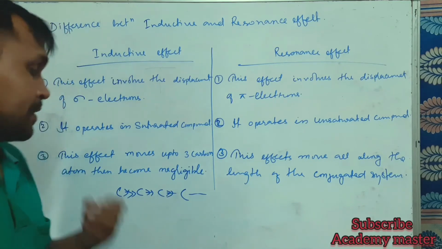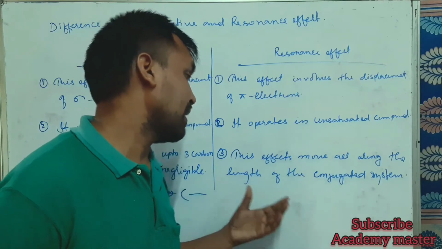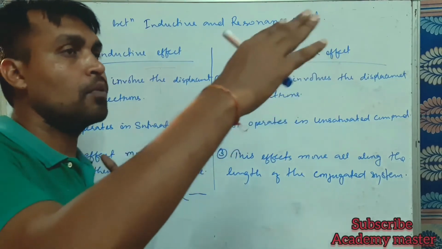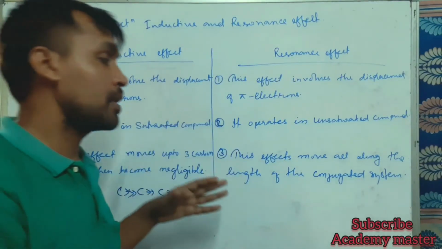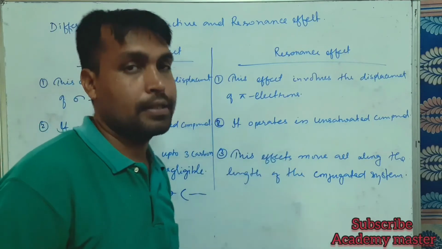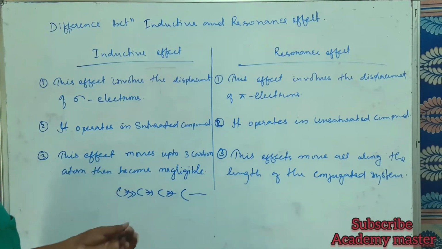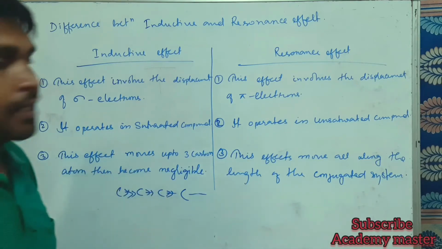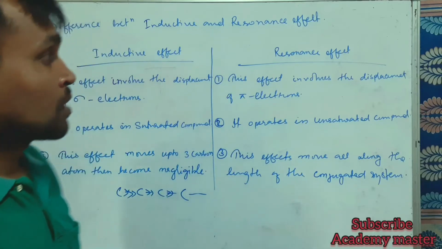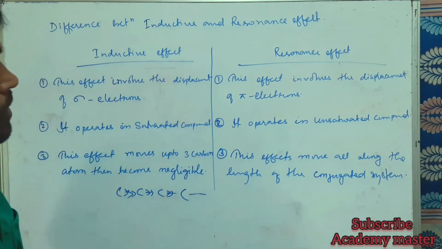It's just very less. But in the resonance effect, this effect moves along the length of the conjugated system, meaning it will keep moving however lengthy the bond or the compound is. It will go on moving, and this effect never ends. So the inductive effect becomes negligible after 3 carbons, whereas the resonance effect goes on moving along the length of the compound. Got it or not? So this is the basic difference between inductive effect and resonance effect.